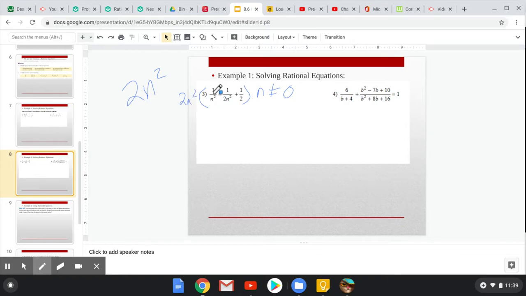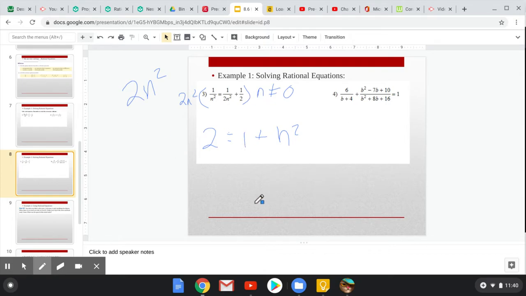So if we multiply this fraction by 2n squared, the n squareds will cancel, so we end up with 1 over 2, not over 2, we're multiplying 1 times 2. The n squareds cancel, so we end up with 1 times 2, which is just 2, equals, and then with this one, 2n squared is going to cancel, so everything cancels, so we just have 1, plus this one, the 2's are going to cancel, so we're going to have n squared times 1, so that's just n squared. So then we just solve it.